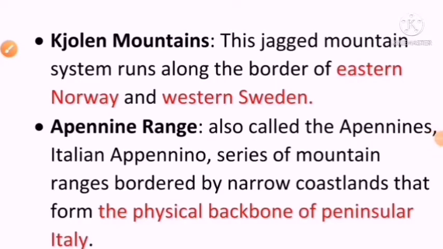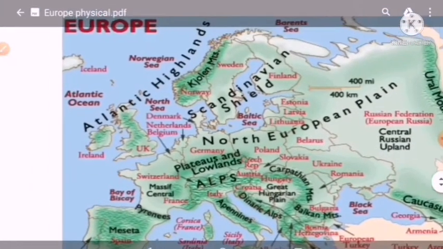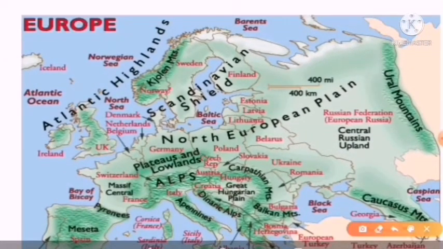Next important mountain is the Scandinavian Mountains. Such mountains are important because they either form the boundary between two countries or multiple countries. So the probability of questions coming on this type is very high. The Scandinavian Mountains form the border between eastern Norway and western Sweden. If we locate these mountains in this map, you will see they form the border between Sweden and Norway.